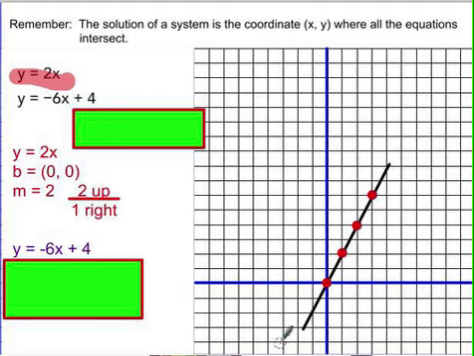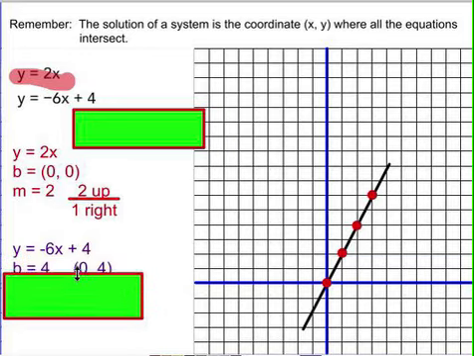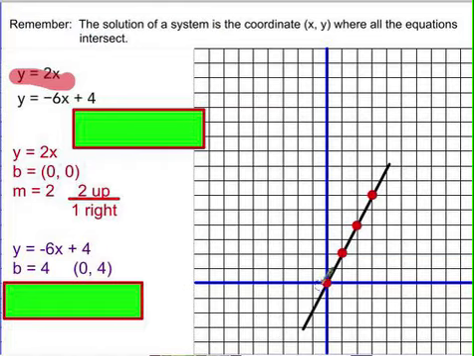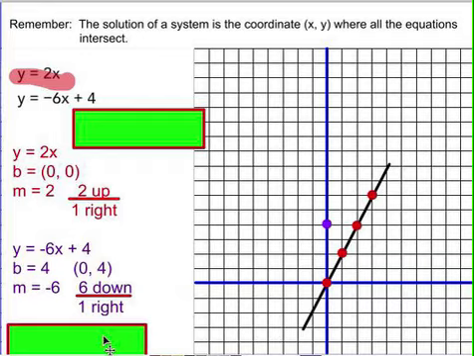My next line is y equals negative 6x plus 4. Again, we start with the y-intercept, which is positive 4. That means I graph my first dot at 0, 4. Now I start with my slope. My slope is a negative 6. Since it's negative, that's negative 6 over 1, which means 6 down and 1 to the right. So again, I start with my y-intercept and count 6 down and 1 to the right.